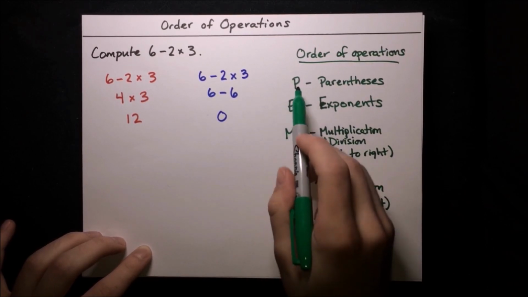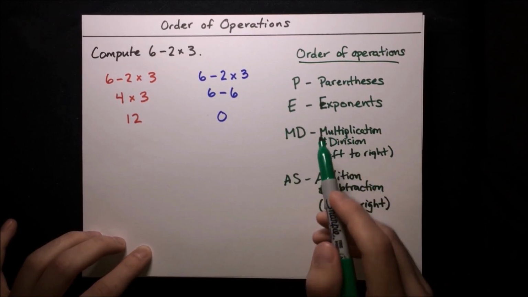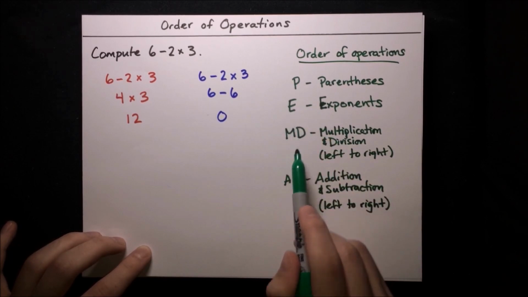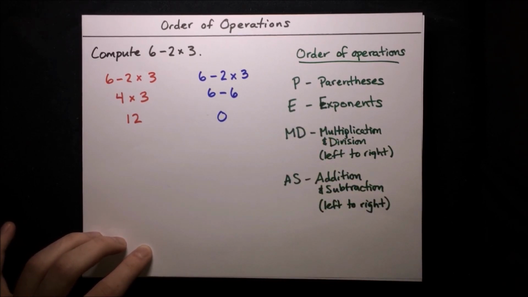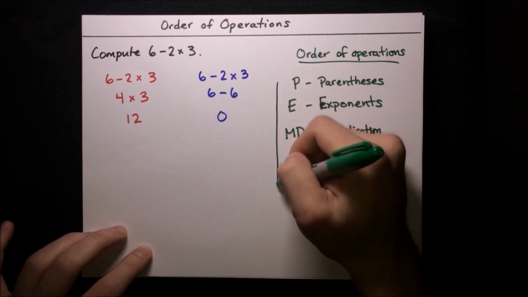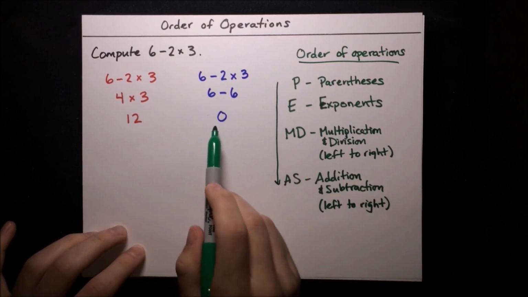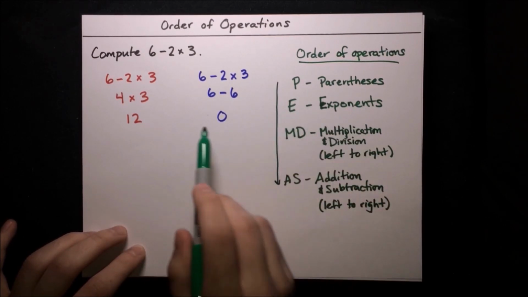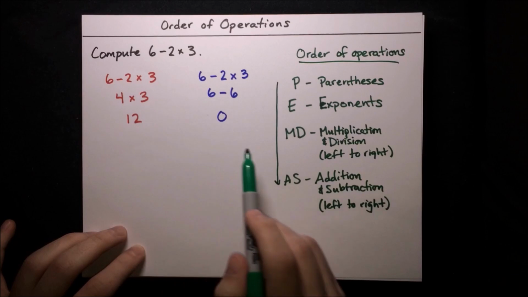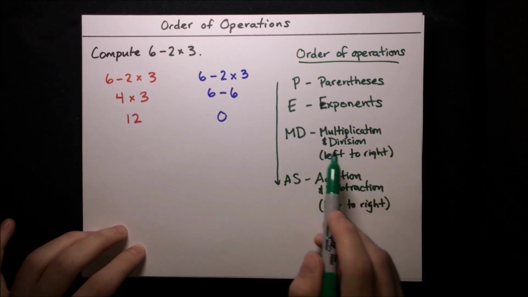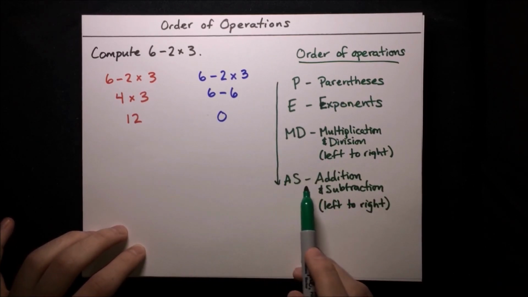You can remember this acronym PEMDAS by the following mnemonic. Please excuse my dear Aunt Sally. Alright, so applying this order of operations, starting with parentheses and then going down to addition and subtraction, let's see what the correct answer is. We don't have any parentheses or exponents in this problem, so we can start with multiplication and division. And that should come before addition and subtraction.